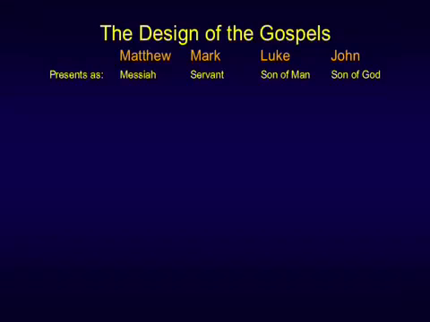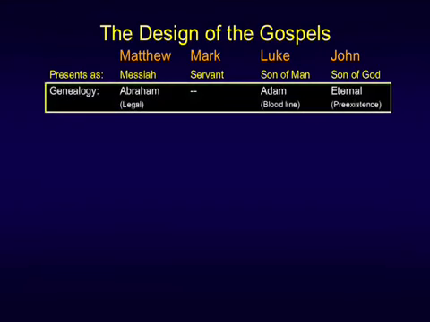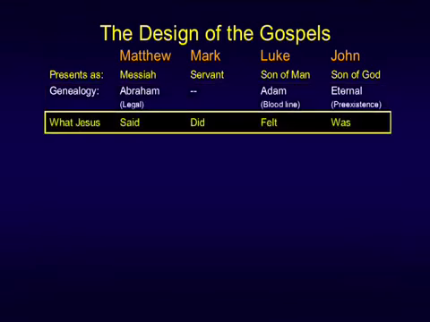The Gospels each have a different focus. Matthew, being a Jew, presents Jesus as the Messiah, Mark as a servant, Luke as the Son of Man, his humanity, John the Son of God. The genealogies reflect that. Matthew's genealogy goes from Abraham down through the legal line through Joseph. Luke's genealogy goes through Mary. It starts from Adam and goes all the way to Mary through the bloodline.